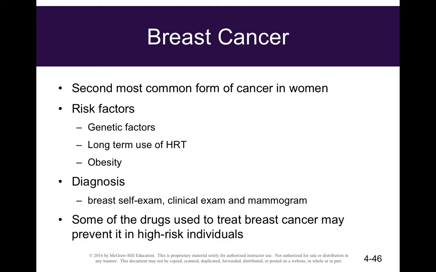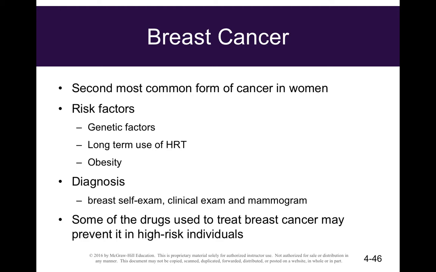Breast cancer is the second most common form of cancer in women, second only to skin cancer. The risk factors are genetic factors, although most people who have breast cancer don't have anyone in their family that had it. However, if someone had it in your family, you're at a much greater risk of having it. Risk factors also include long-term use of hormone replacement therapy after menopause and obesity. The ingestion of high amounts of fats puts you at risk for breast cancer.